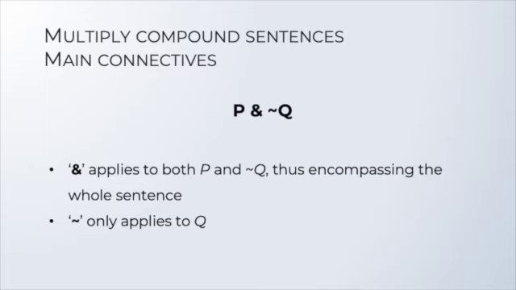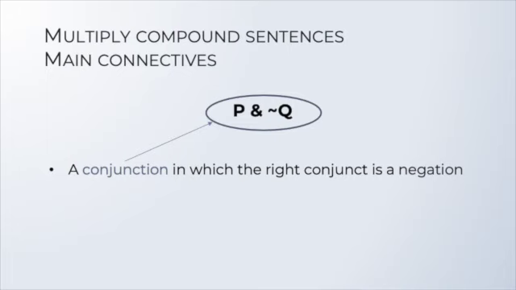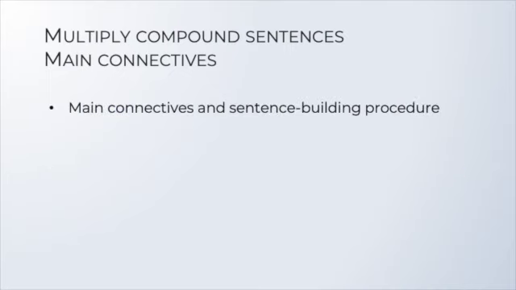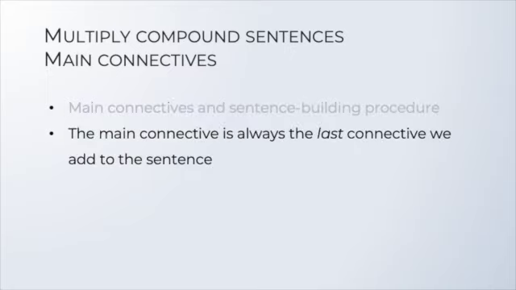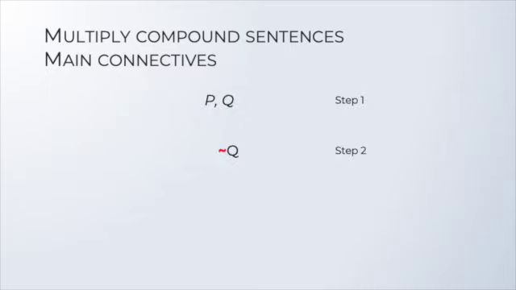It does contain a negation, but it only applies to the right side part of the sentence and not to the whole, so it has a sort of auxiliary role. So we could describe our sentence as a conjunction in which the right conjunct is a negation. You can test your intuitions as to which connective is the main one by checking against the mechanics of formula building. The main connective is always the last connective we add to the sentence. In this case, you can see that the ampersand was introduced on step 3, our last step, whereas the tilde was introduced in step 2.